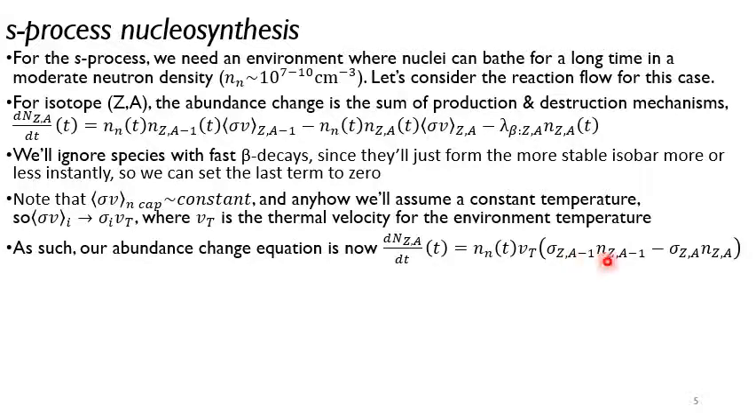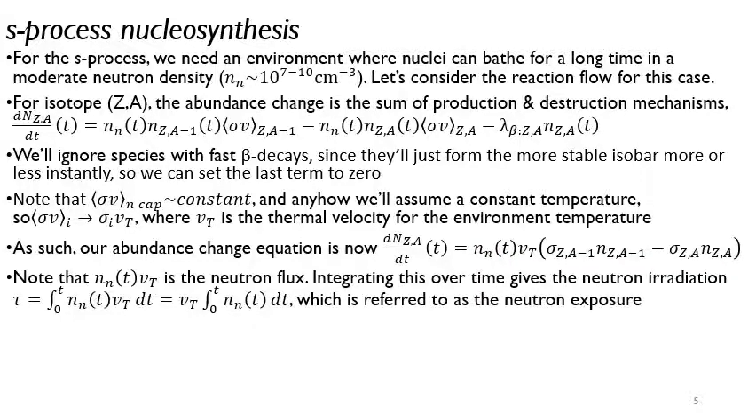We still have production minus destruction, but we've popped out this product of the number density and the velocity of your neutrons. So that number density times the velocity, that's just a flux, right? And then if we integrate over that flux, then that gives us something we call the neutron exposure. We're often more interested in the neutron exposure than necessarily the details of the flux as a function of time, because as long as the flux is low enough so that you still have a slow neutron capture process, all you care about is, how many neutrons did you have a chance to capture over time, right? The integral is more important.